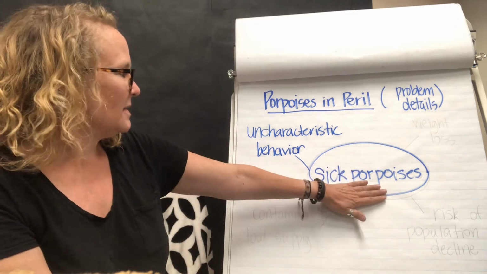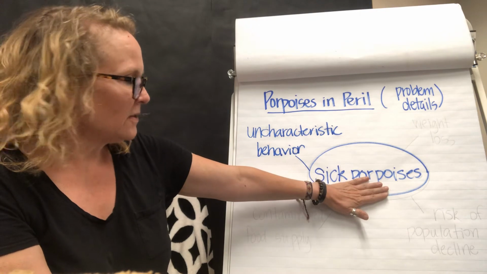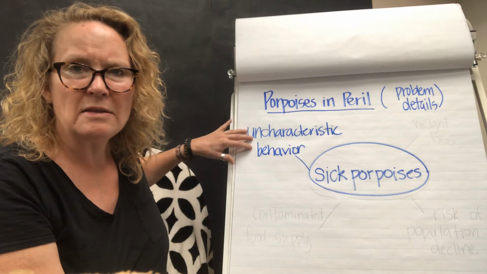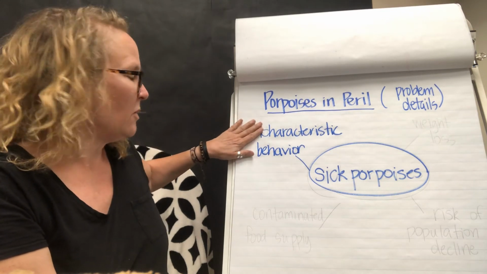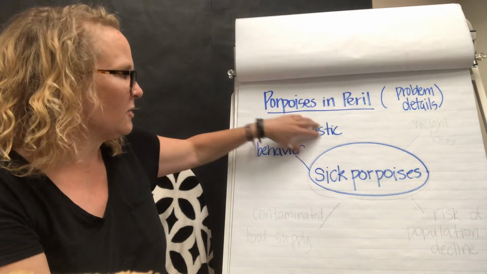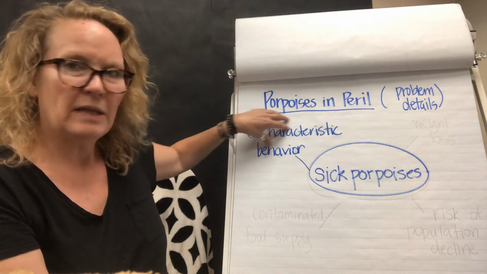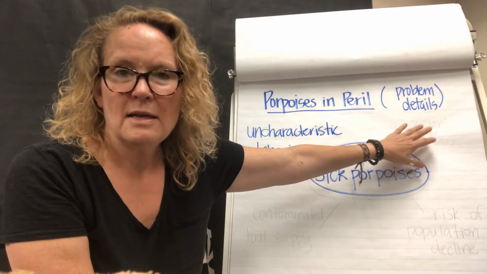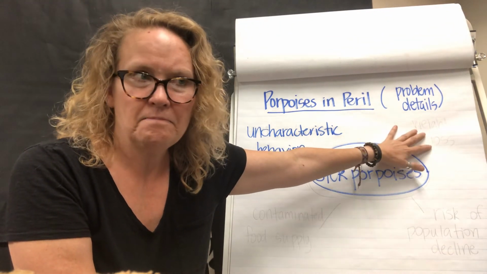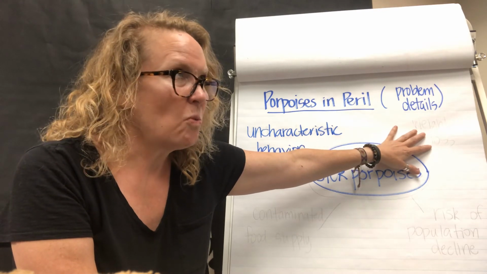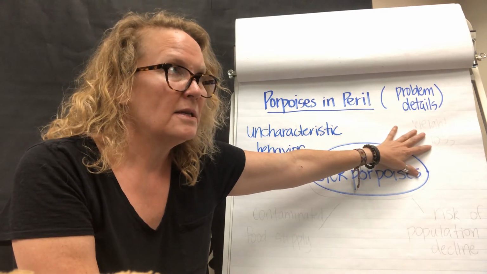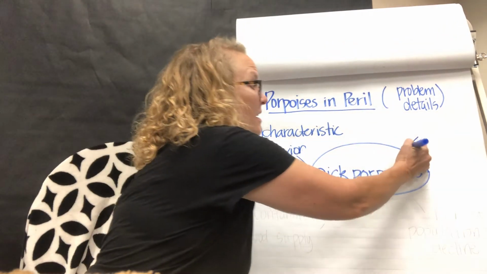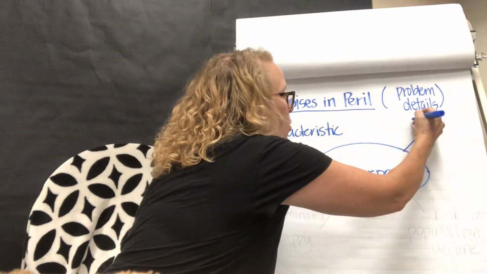So we understand that there are sick porpoises. How do we understand that there are sick porpoises? Because they are exhibiting uncharacteristic behavior, and people are worried because we know that if there's uncharacteristic behavior, it's linked to a problem. One of the problems is weight loss, that the porpoises have been losing weight. If the porpoises have been losing weight, I wonder what the scientists could be postulating the problem might be. So over here, this is another detail about the problem, right? Weight loss.